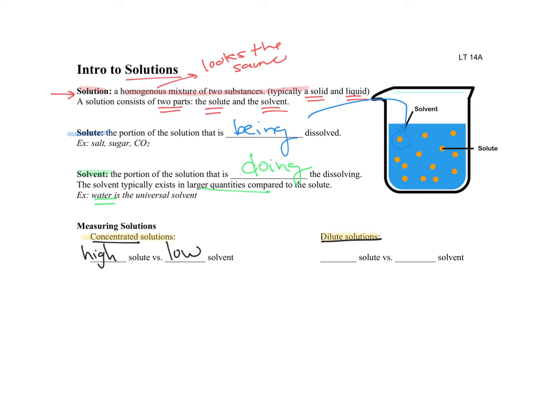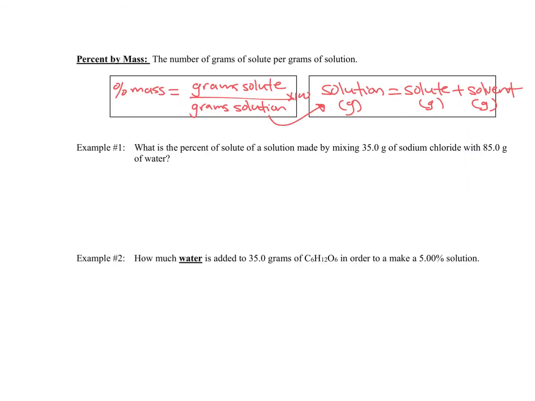Versus dilute, there is a low amount of solute compared to the solvent. So this would be lemonade or Kool-Aid that tastes very watery. There's a lot of water, which is a type of solvent, but there's not a lot of solute like sugar. So instead of describing something just as having a high solute versus a low solvent, we can actually put a quantitative number to how concentrated or dilute solutions are.